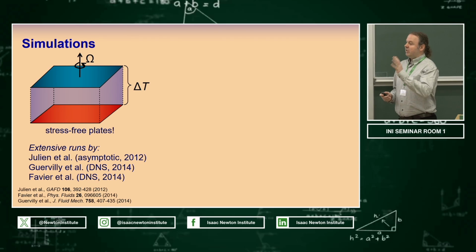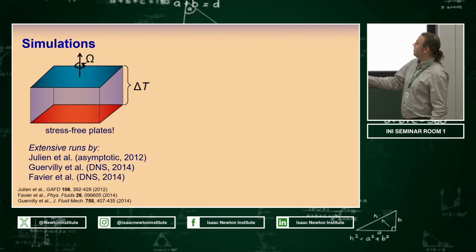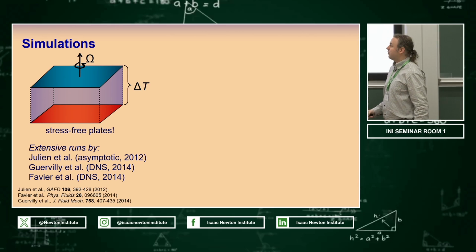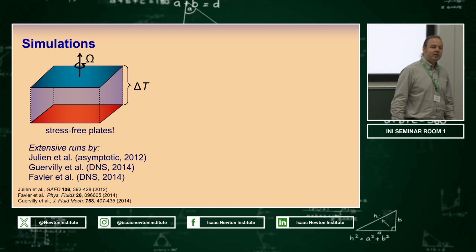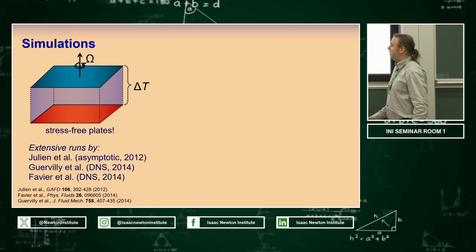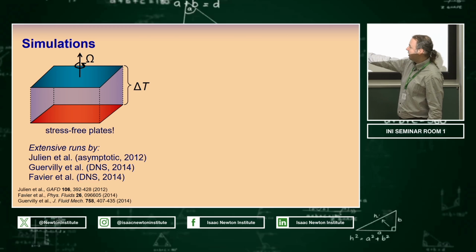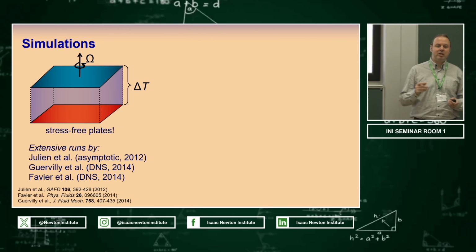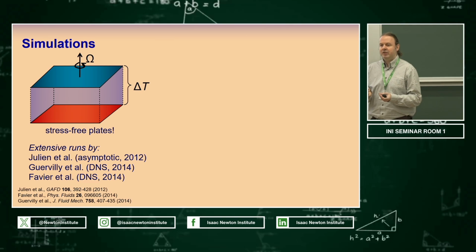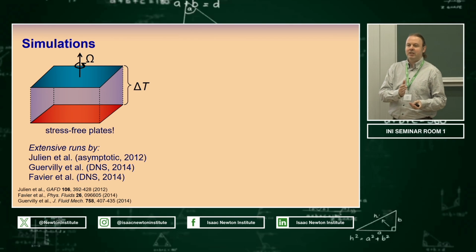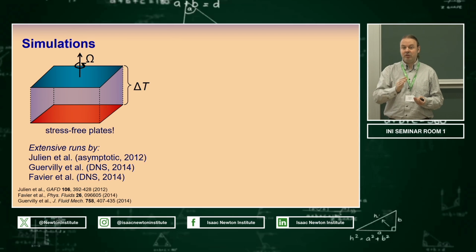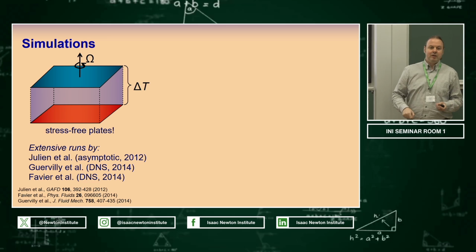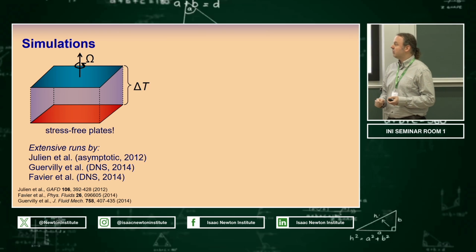So, on to simulations. We are going to take this model of a rectangular box with stress-free plates to start with. This is a popular geometry, and many people have done these types of simulations before me. There's the group of Keith Julien, who did simulations not of the full equations, but of an asymptotically reduced set of equations, meaning you take the limit of rotation towards infinity, so rotation is surely dominant, and then you can simplify the governing equations a bit.